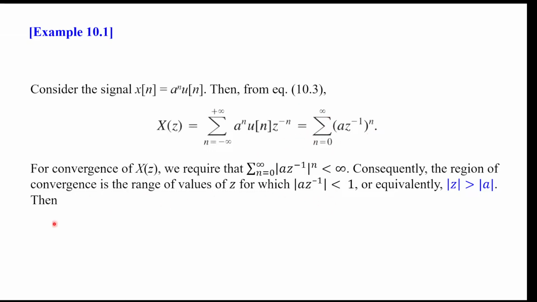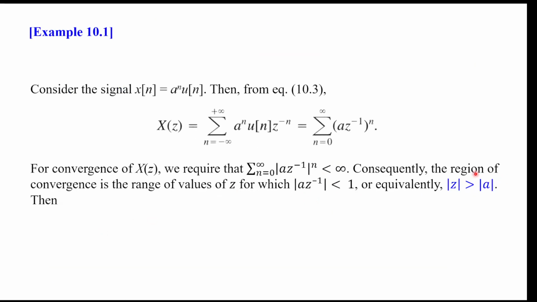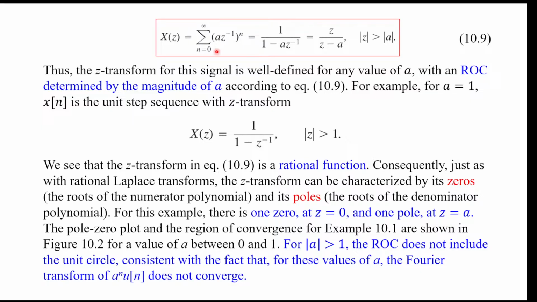Okay. And moving things around, this means that the absolute value of z needs to be greater than the absolute value of a. And when the absolute value of z is greater than the absolute value of a, then we have a geometric series here. So if we call this r, then the result is 1 over 1 minus r, and r is az^-1. So we have 1 over 1 minus az^-1.